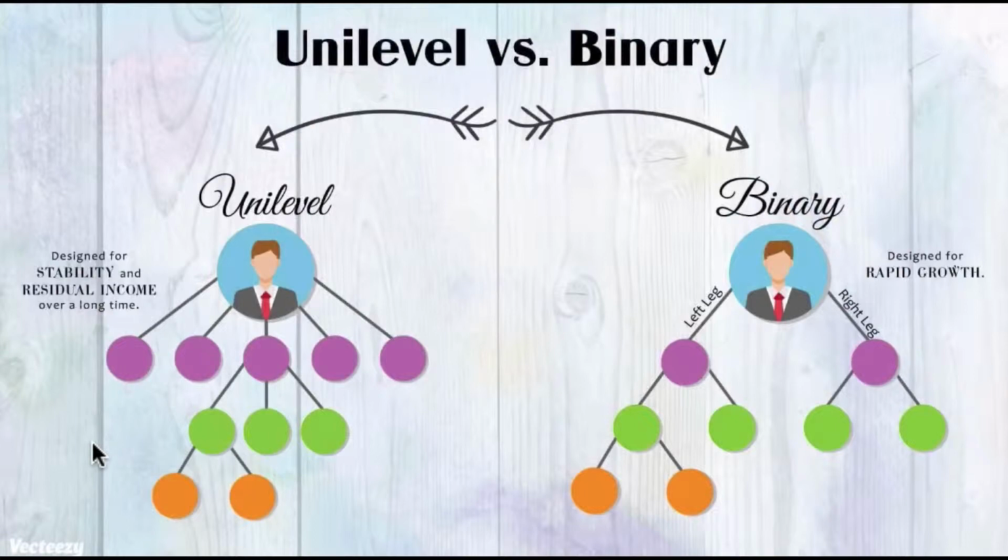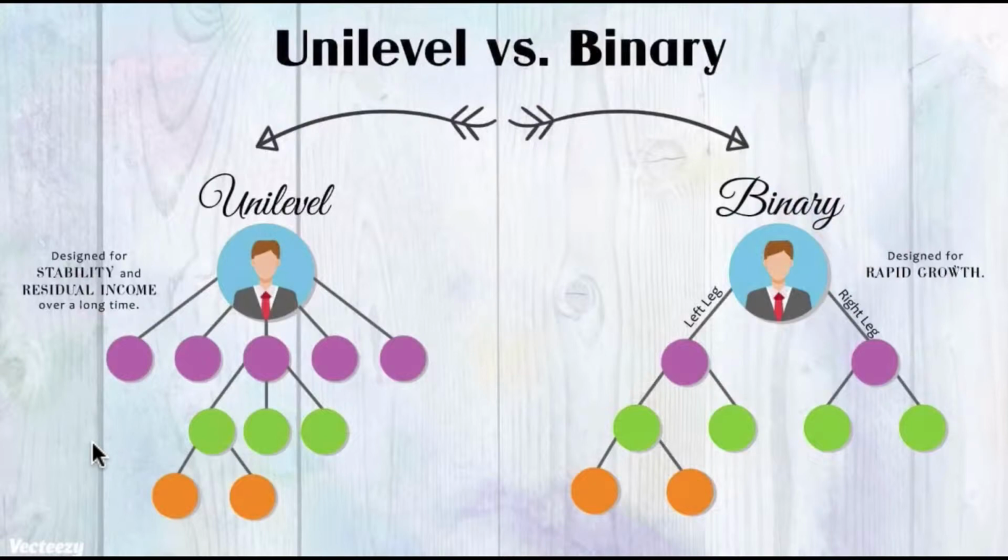But the difference is everybody that you personally sponsor becomes a leg, their team, everybody underneath them. They become individual legs. It's not like they go underneath each other or anything else. Each one of those people that you personally sponsor becomes one leg. So if you personally sponsor 10 people, you have 10 legs of volume in your business.